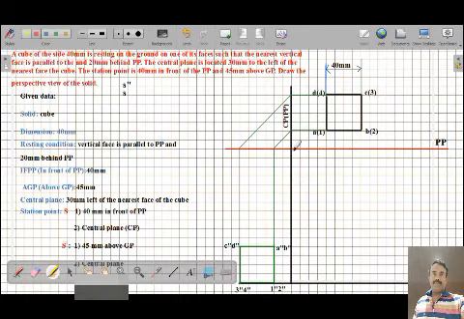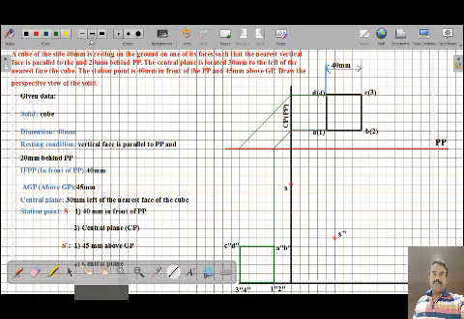So now locate the station point S for the top view. S has to be placed 40 mm in front of PP, and it has to be located in the central plane. Similarly, S double dash is the station point for the side view. S double dash has to be located 45 mm above GP and 40 mm in front of PP. This is S double dash, the station point for the side view, and S is the station point for the top view.